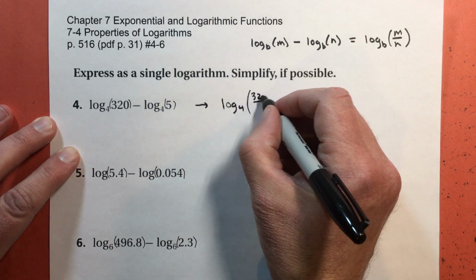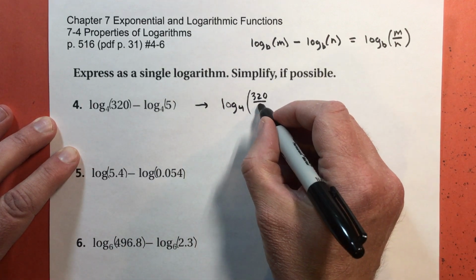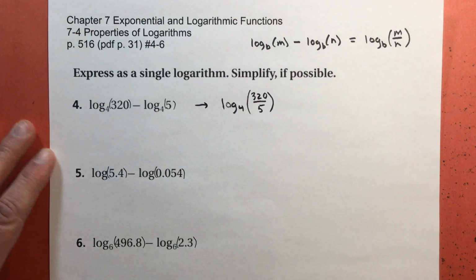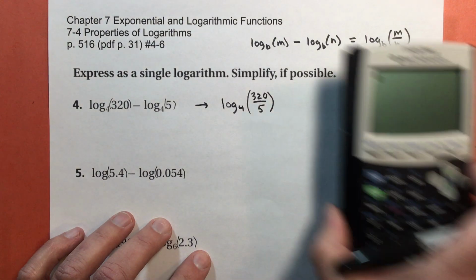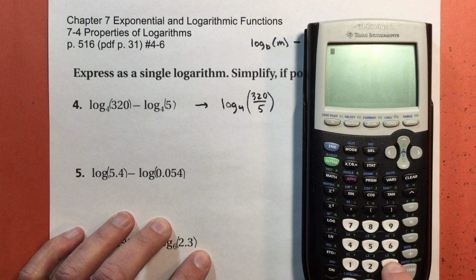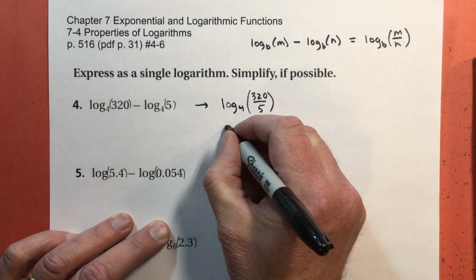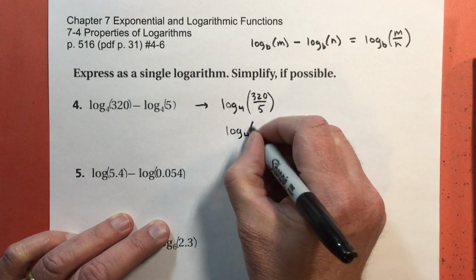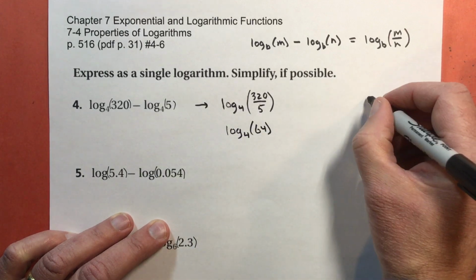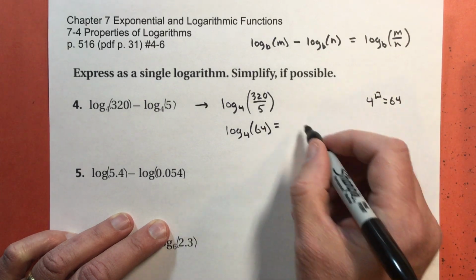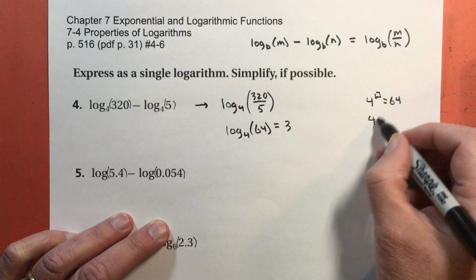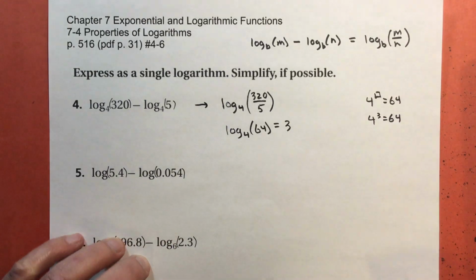320 divided by 5. Now, believe it or not, 320 divided by 5, you might even be able to do that in your head. But if you need to, go ahead and grab one of these things. 320 divided by 5, that equals 64. So this is our old friend, log base 4 of 64. And I'm asking myself, 4 to what power equals 64? The exponent is going to be 3, because 4 to the third power equals 64.